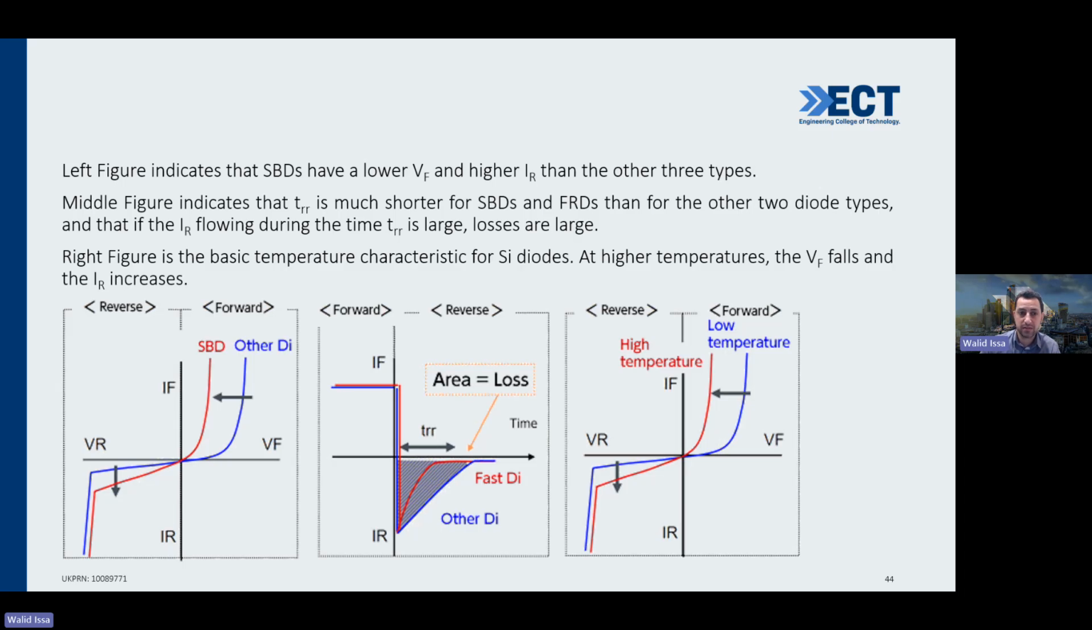We have in the market some diodes called rectifier diodes. We have something called fast recovery diode. Look at this example here in the middle. The red one is the fast recovery diode, and the blue one here is the other diodes, okay? And we have something called Schottky diode. Schottky diode is also a very fast one, but it can't block higher voltage. So each one has advantages and disadvantages.